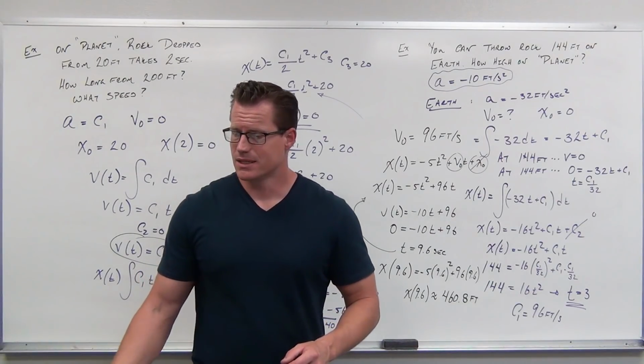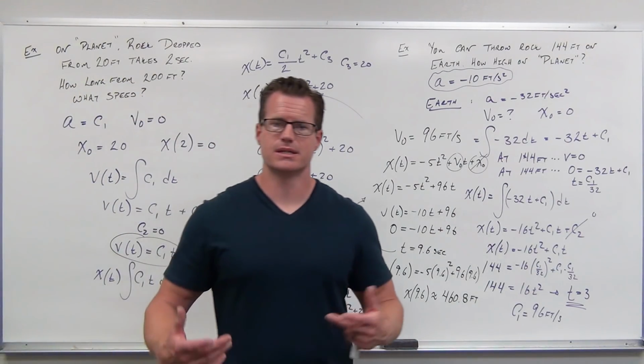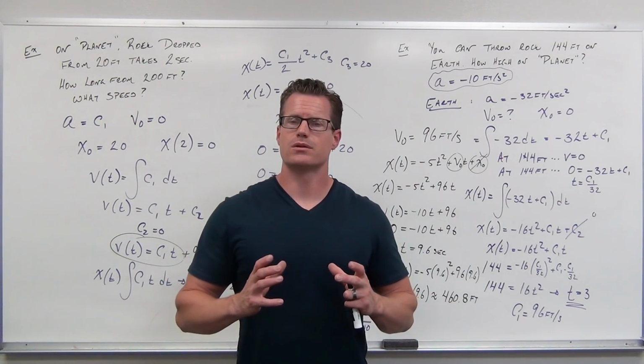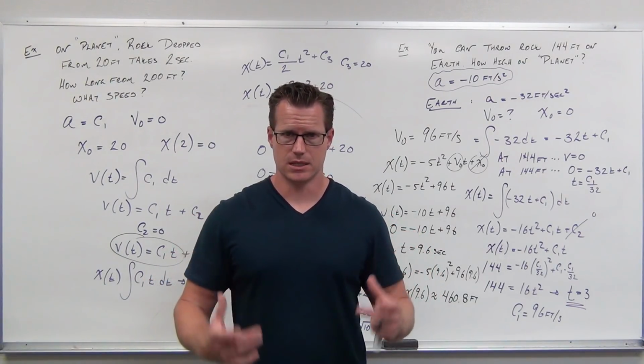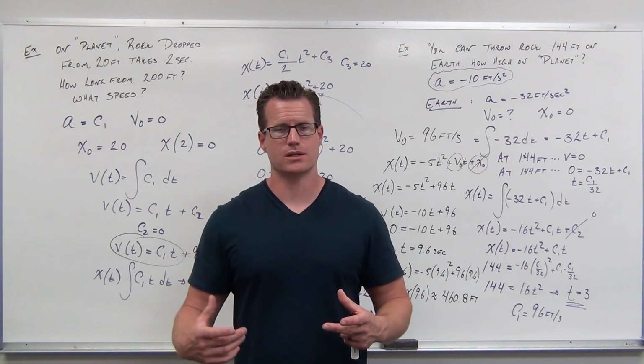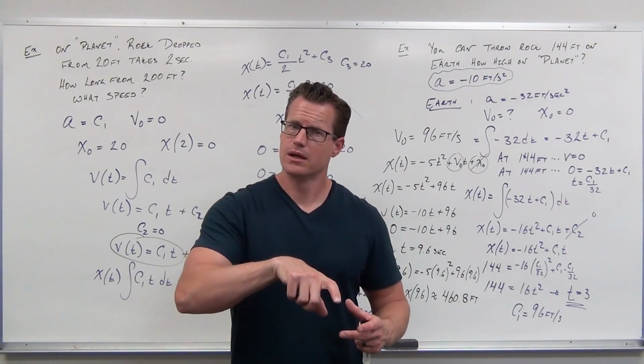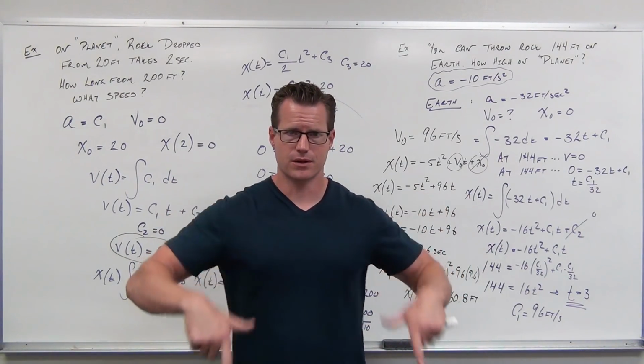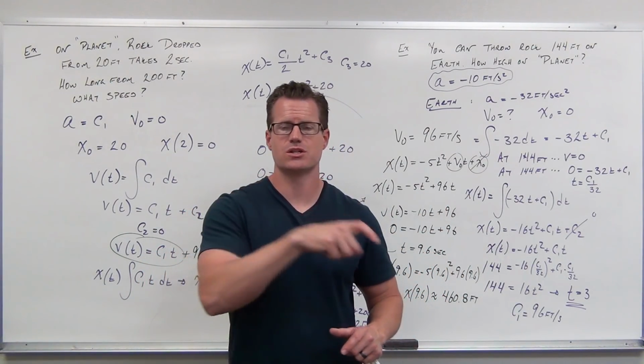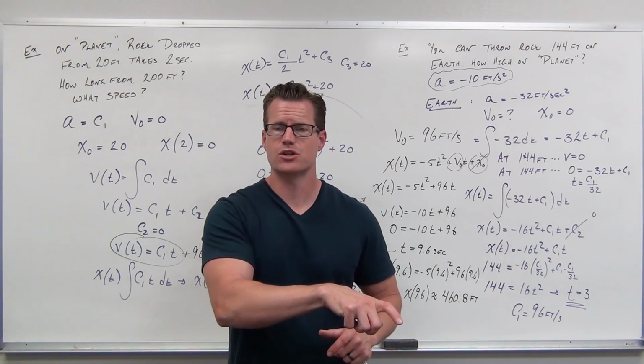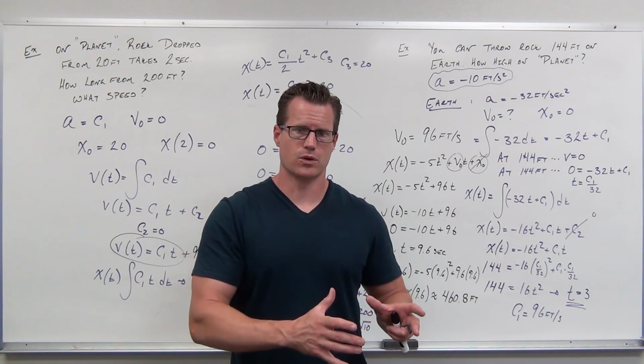So the main ideas for all of these examples are start with your acceleration and take an integral. That's going to give you velocity plus a constant. Use your initial velocity to change that arbitrary constant. Take another integral for position. Use your initial position to modify that position function. If you can do that, that's a straightforward example.